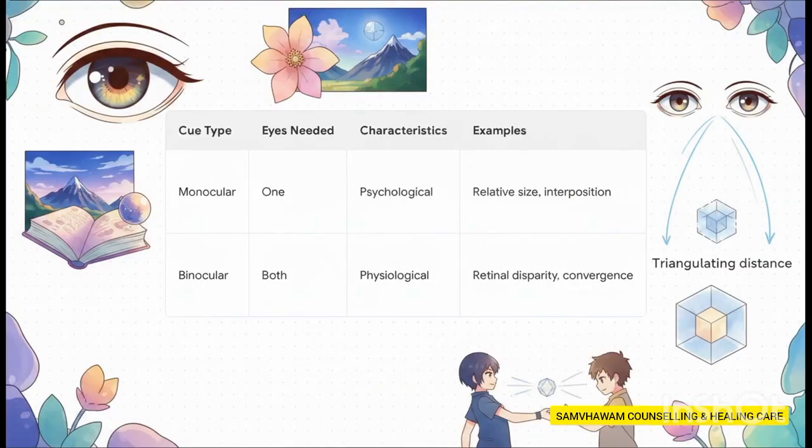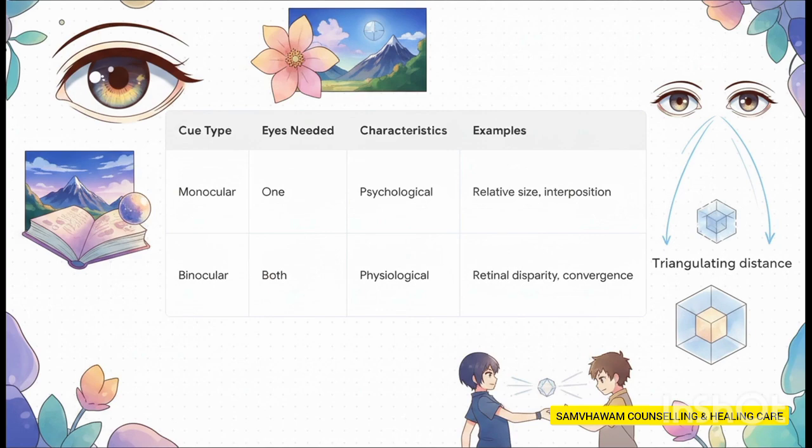First, we use monocular cues, which only require one eye. These are basically the psychological tricks artists use to paint depth onto flat canvases, like making objects further away look smaller or having closer objects overlap the ones behind them. Then we have binocular cues. These require the actual physiological mechanics of using both of your eyes together to triangulate distance.